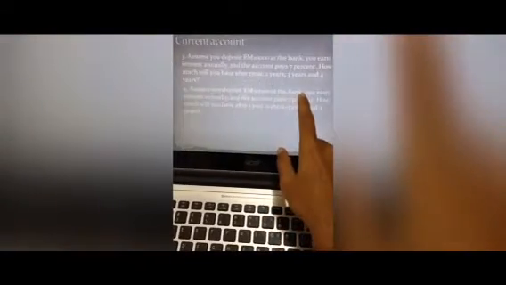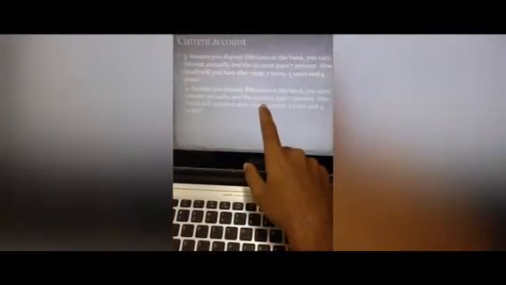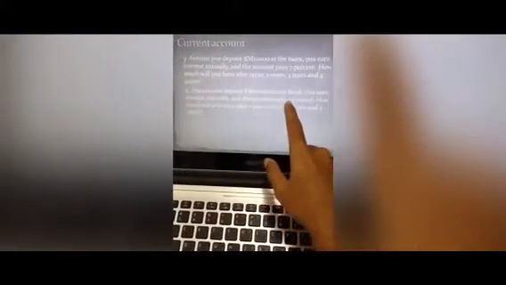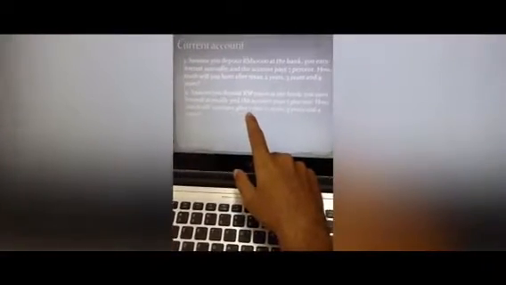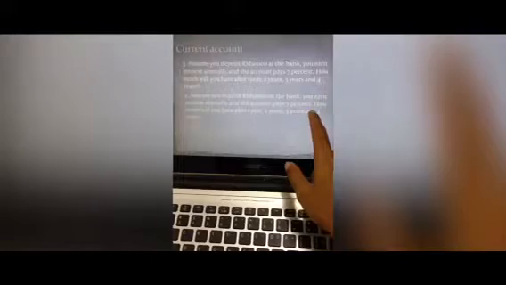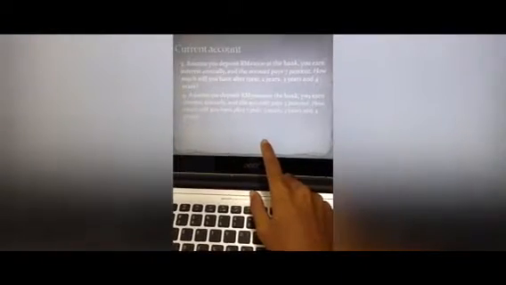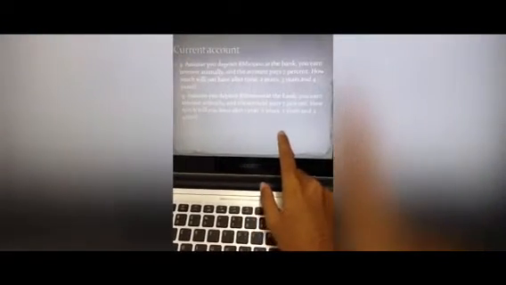You earn interest annually and the account pays 7%. How much will you have after 1 year, 2 years, 3 years, and 4 years? Fourth, assume you deposit 50,000 at the bank. You earn interest annually and the account pays 7%. How much will you have after 1 year, 2 years, 3 years, and 4 years?